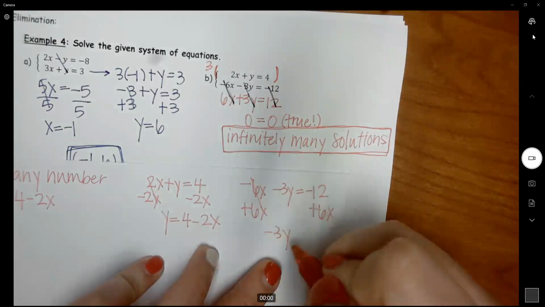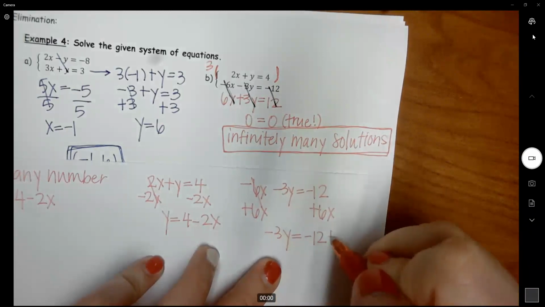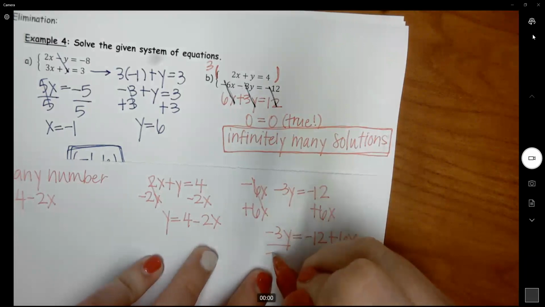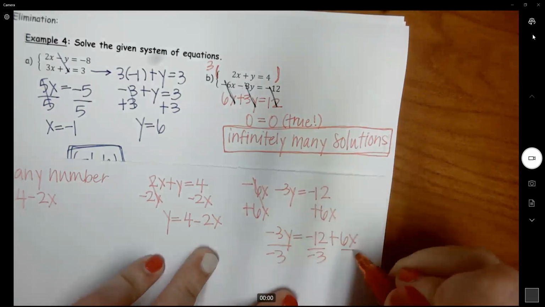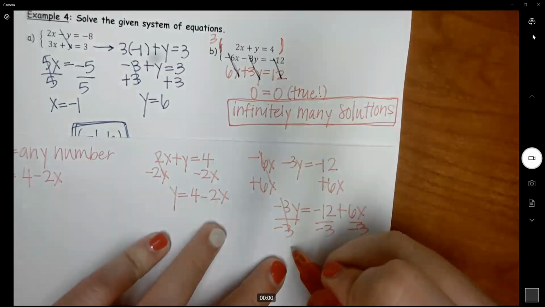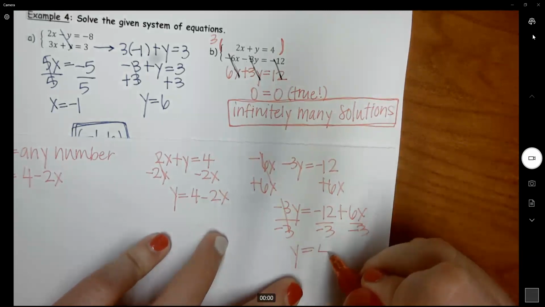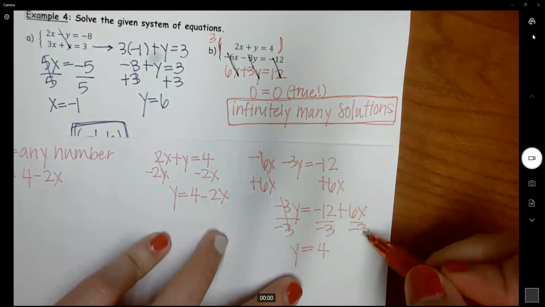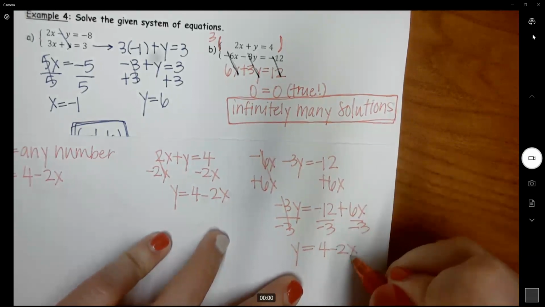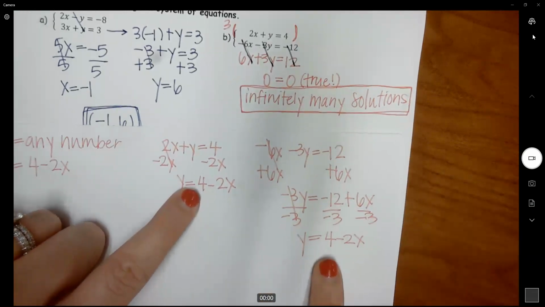I'd get negative 3y equals negative 12 plus 6x. We would divide everything by negative 3. Negative 12 divided by negative 3 is a positive 4, and 6 divided by negative 3 is a negative 2x. So it doesn't matter which equation you pick. So pick the simplest one.